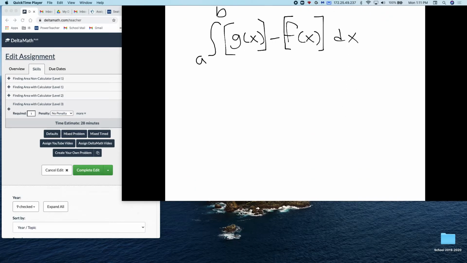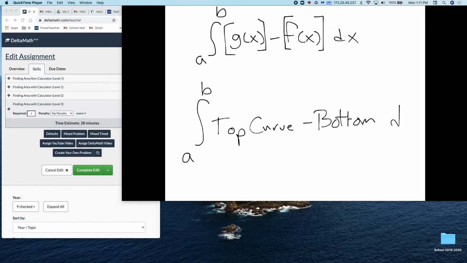The key is the area between two curves is the integral from A to B of the top curve minus the bottom curve. It doesn't matter if both curves are above the x-axis, or both curves are below the x-axis, or one is above and one is below. It doesn't matter. It's always just the top curve minus the bottom curve.